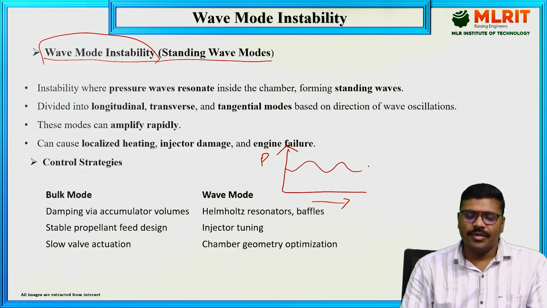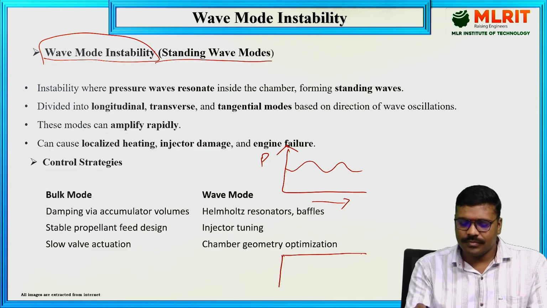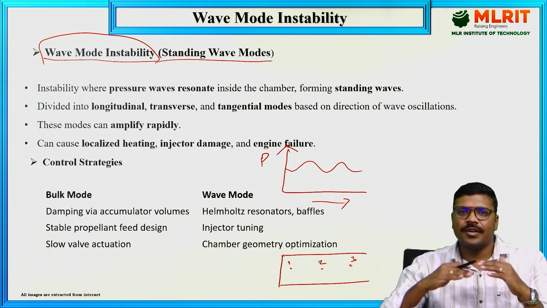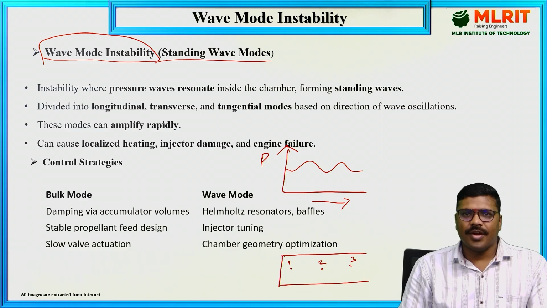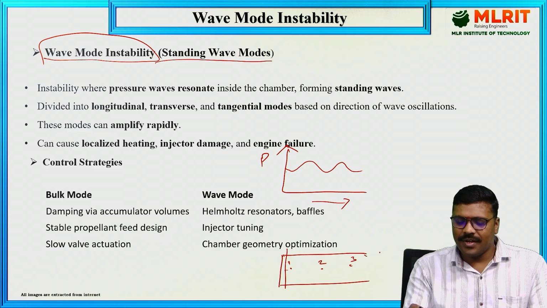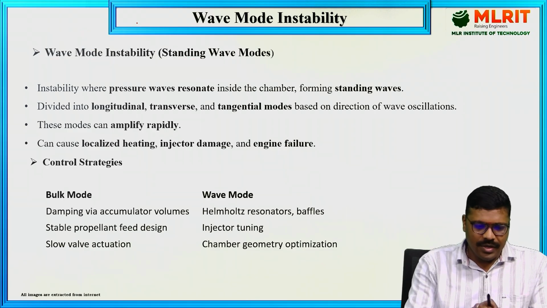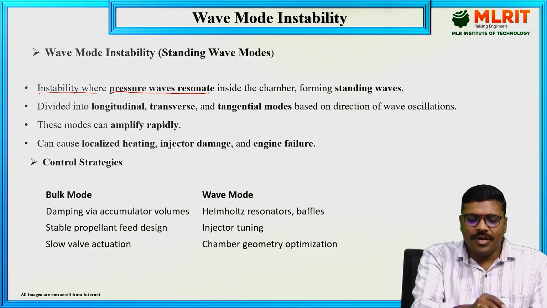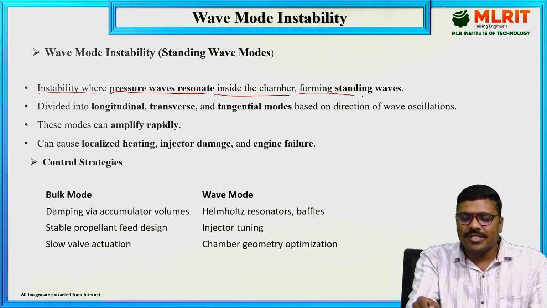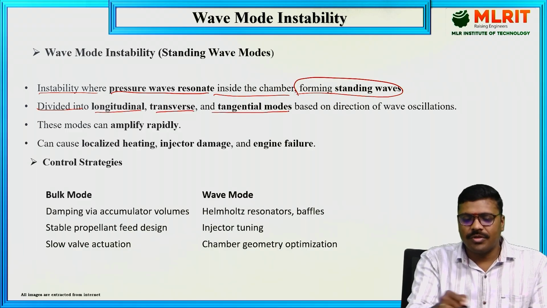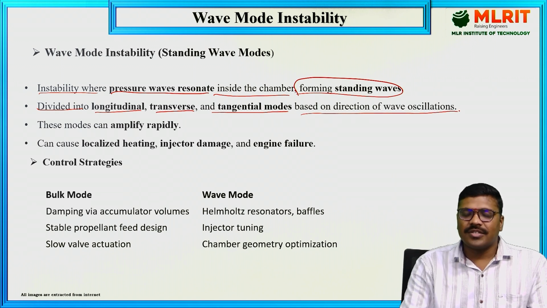At some point in the same combustion chamber, at point 1 the pressure will be different, at point 2 the pressure will be different, and at point 3 the pressure will be different. It fluctuates at a particular position like a wave. The pressure fluctuations move from the fuel injector to the end of the nozzle. Then that type of combustion instability is called wave mode of combustion instability. It is the instability where the pressure waves resonate inside the chamber forming standing waves.